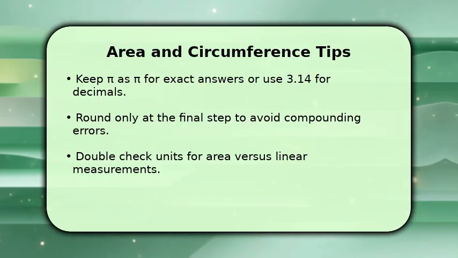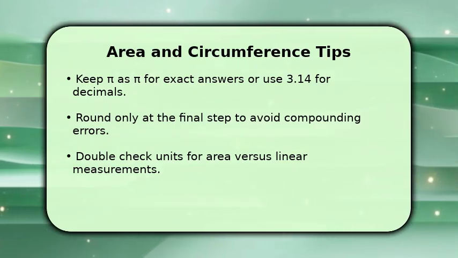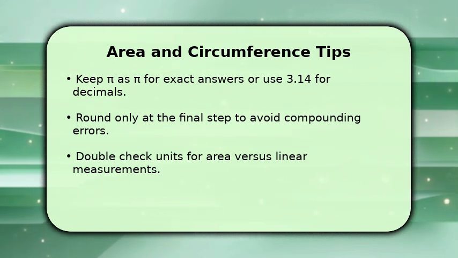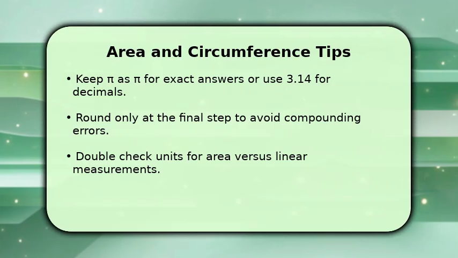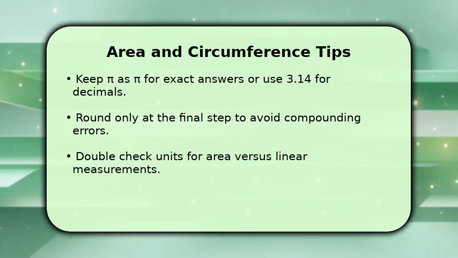I'll explain when to leave pi symbolic and when to use 3.14 for a quick estimate. We'll practice rounding rules and unit tracking so your area answers use square units properly. These simple habits cut down errors and speed up solving multiple circle problems in tests or homework.